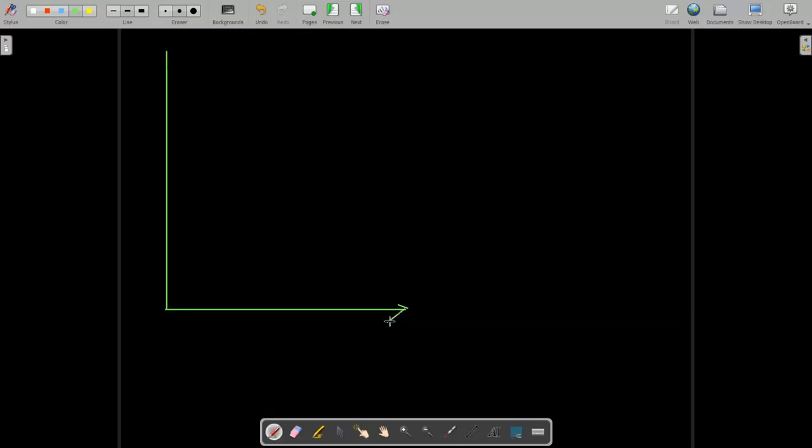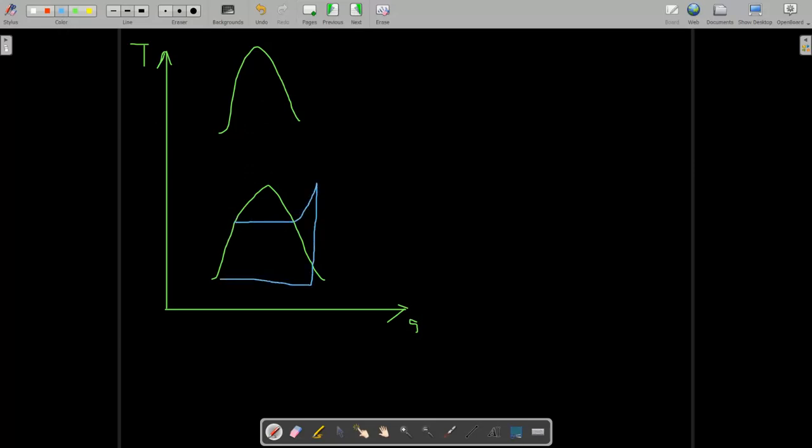Okay, so this is the TS diagram, and this is the phase diagram, and here, okay, this is the cycle, and this is the cycle for H2O. Okay, and this is the cycle for mercury. Okay, this is the mercury cycle.